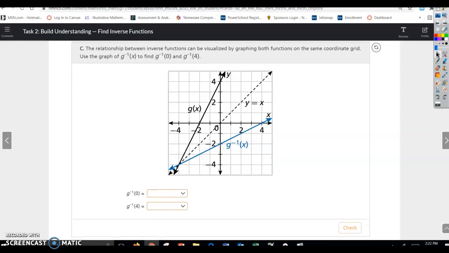The relationship between inverse functions can be visualized by graphing both functions on the same coordinate grid. Use the graph of g inverse of x to find g inverse of 0 and g inverse of 4.